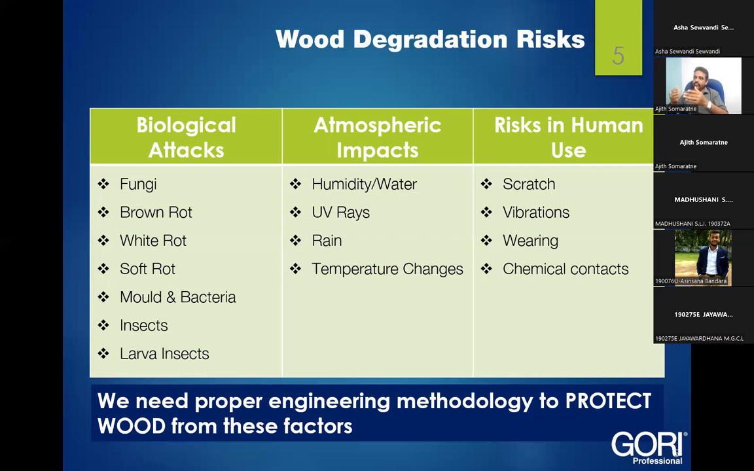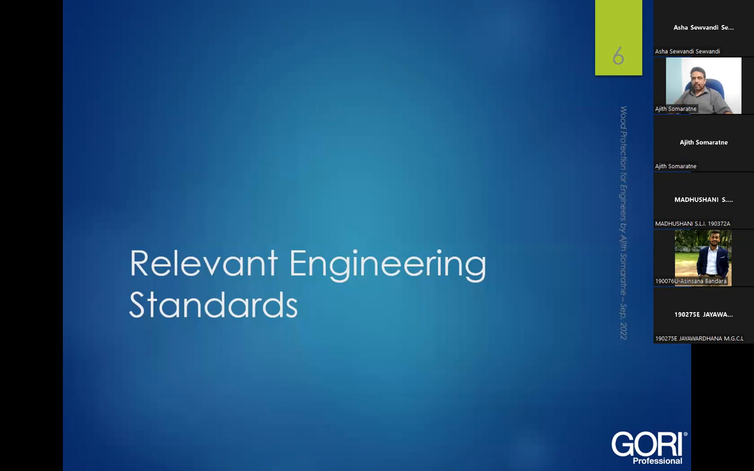So if we talk about durability, if we talk about the protection of the wood, we have to treat these degradation factors. We have to identify the factors affecting the application, then we have to treat them. For this, we need a proper engineering methodology to identify the factors and then the solution. So we'll see how it is happening in the industry. There are many EN codes. Normally we refer to EN codes now.